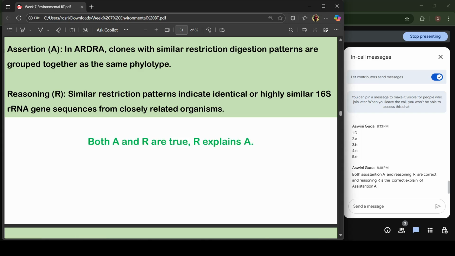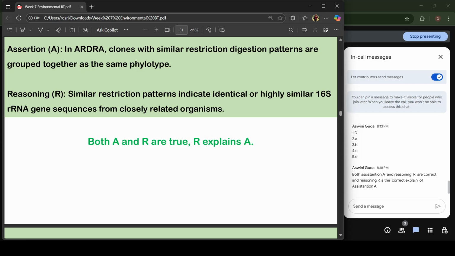Exactly. So in amplified ribosomal DNA restriction analysis, clones with similar restriction digestion pattern are grouped together as the same phylotype, and they also indicate that they have identical or highly similar 16S rRNA genes. Because the fundamental principle of this technique itself is that similar DNA sequences will produce similar restriction fragment patterns.